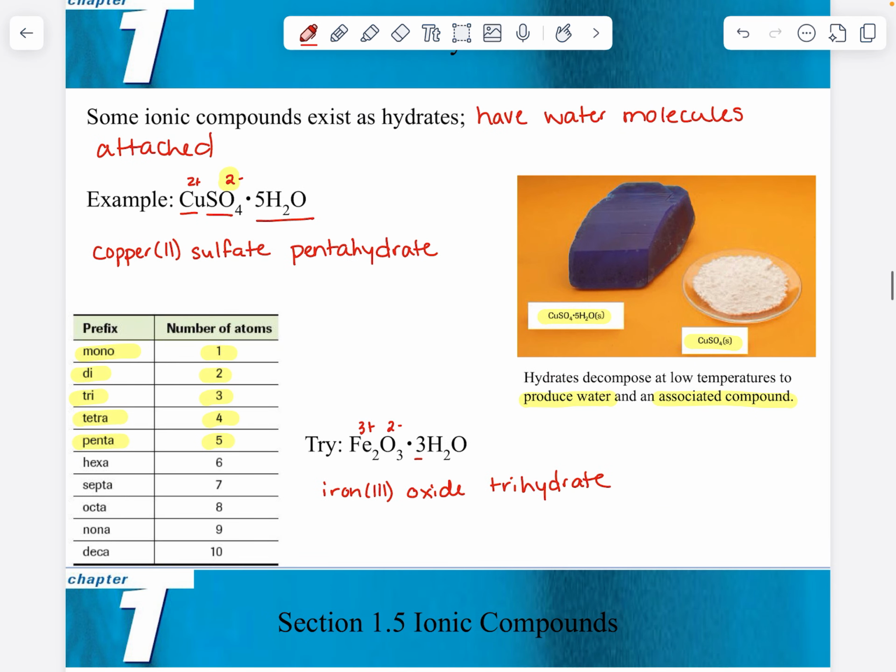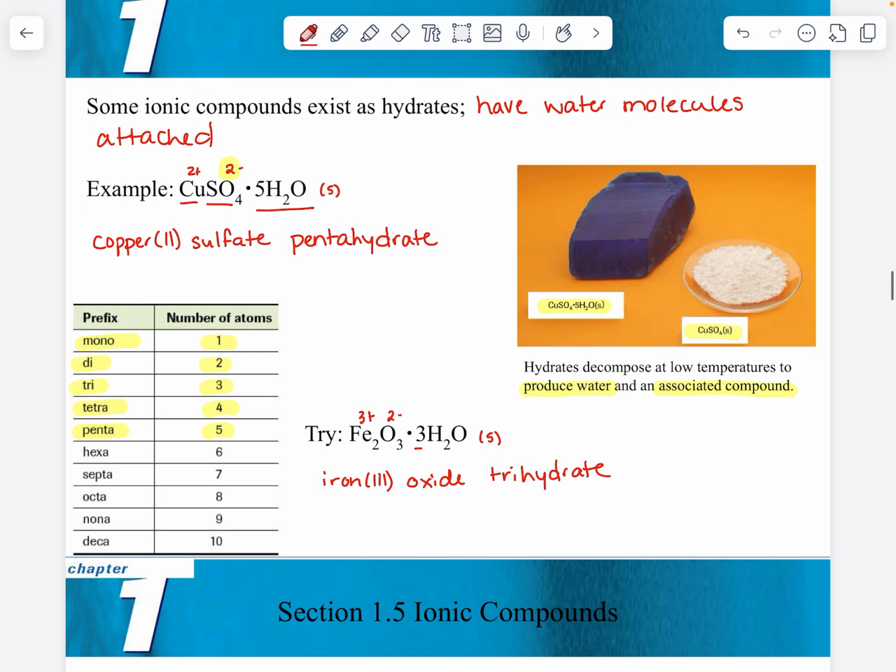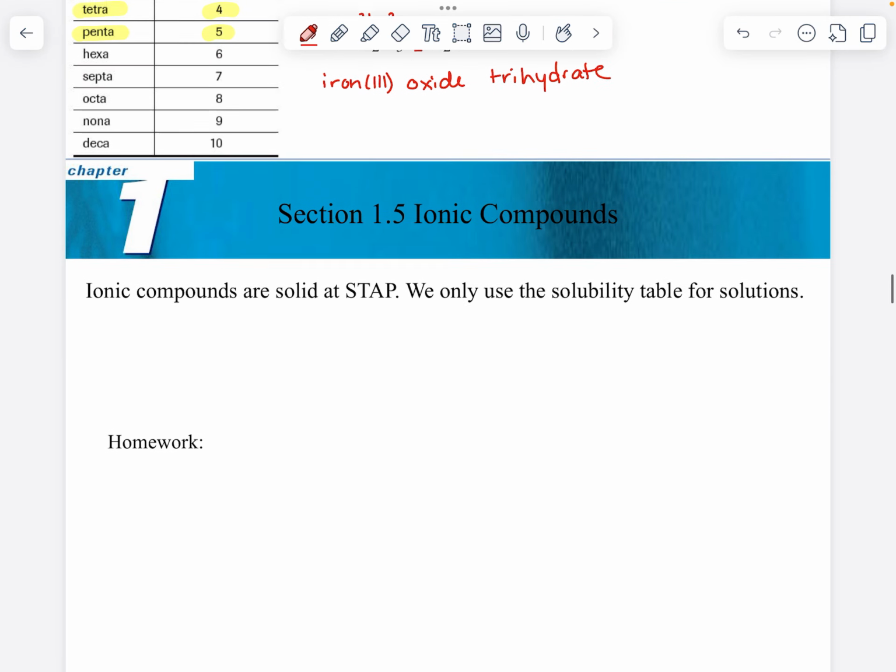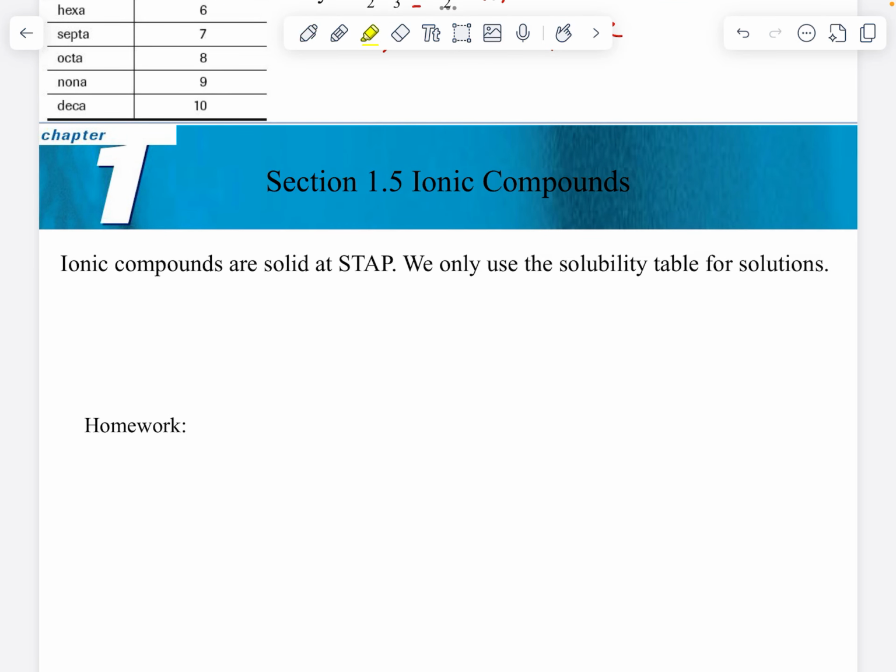Okay, and even these hydrates would be solid at room temperature. So any ionic compound, if it's not put in water, it would be a solid. So this is just a little reminder of that. Ionic compounds are solid at SATP. And we'll talk about when we use the solubility table later on when we talk about chemical reactions. Okay, so we're just assuming they're all solid at room temperature. So that's the end of the lesson.